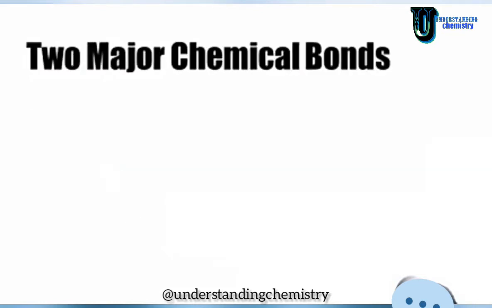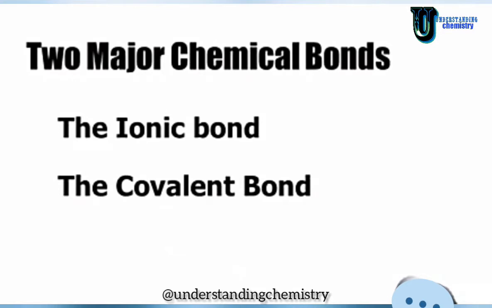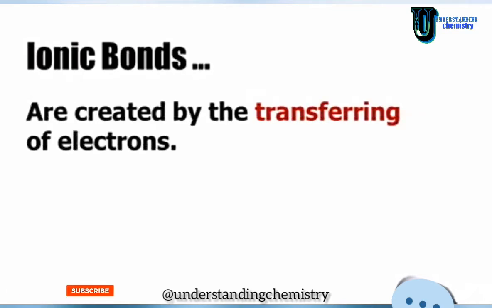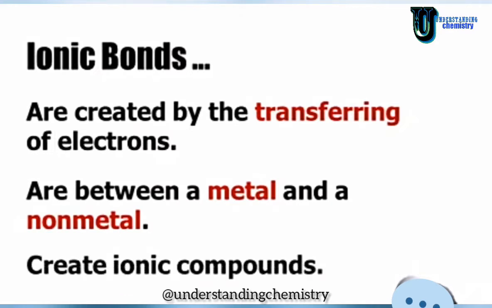Two major chemical bonds. There's the ionic bond and the covalent bond. Those are the two major chemical bonds, and we need to learn about them. So the ionic bonds are created by the transferring of electrons. One atom gives up its electron to the other atom. Boom. And usually it's between a metal and a non-metal, and they create ionic compounds.